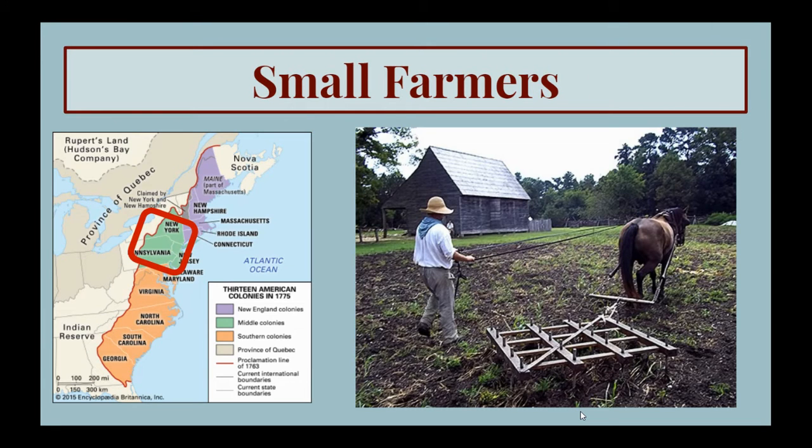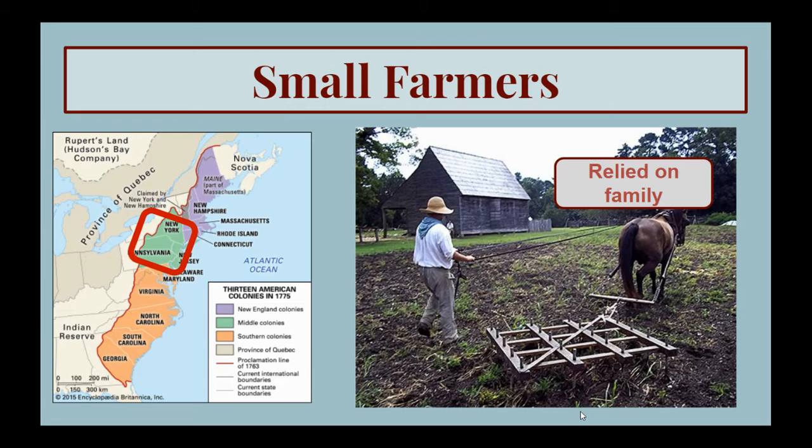The next group is small farmers. Small farmers lived mostly in the Mid-Atlantic region. In the South, you had big plantations that needed large landowners. And in New England, there weren't very many farms, aside from small family gardens. So the Mid-Atlantic is where most small farmers lived.